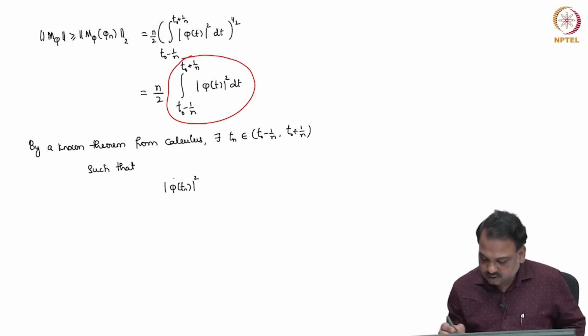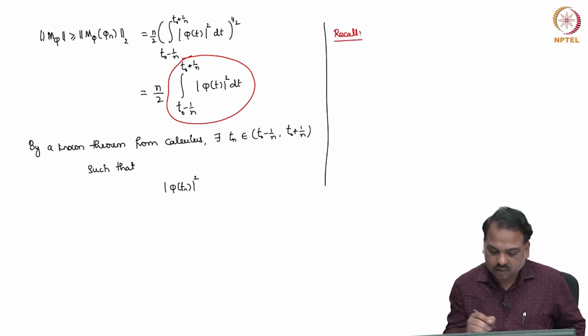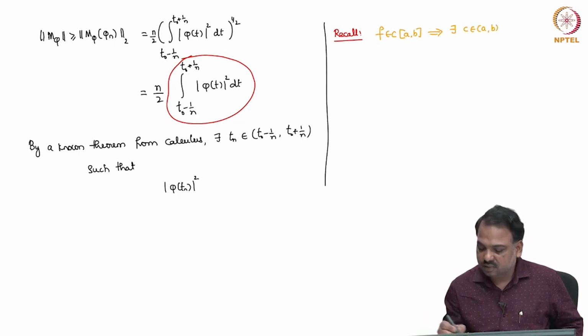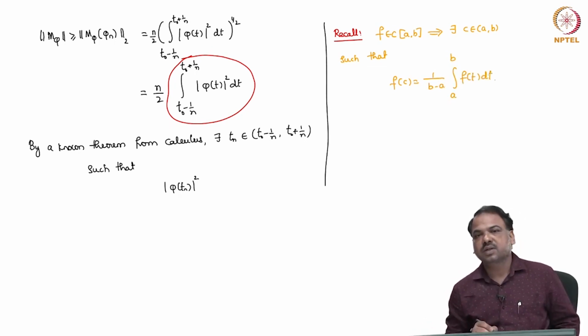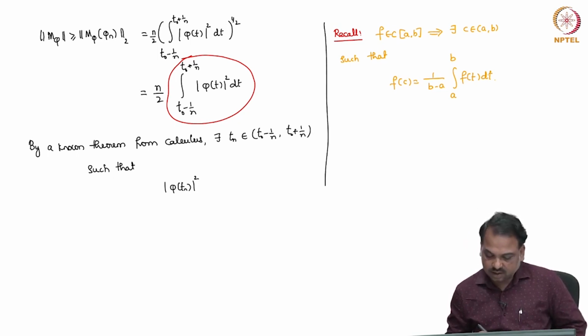Here we are going to use the following result. So recall, if f is a continuous function defined on a, b, then there exists a point c interior to the closed interval a, b such that f of c is 1 by b minus a times the integral from a to b of f of t dt. This is called the average of the function. So the average is attained at an interior point of the interval. Now take a as t naught minus 1 by n and b as t naught plus 1 by n. When we apply this, as n varies, the corresponding point also varies.